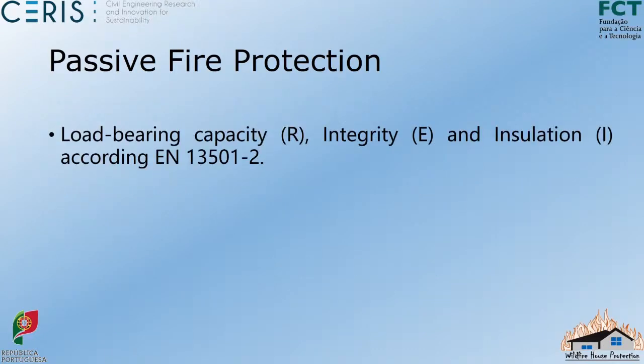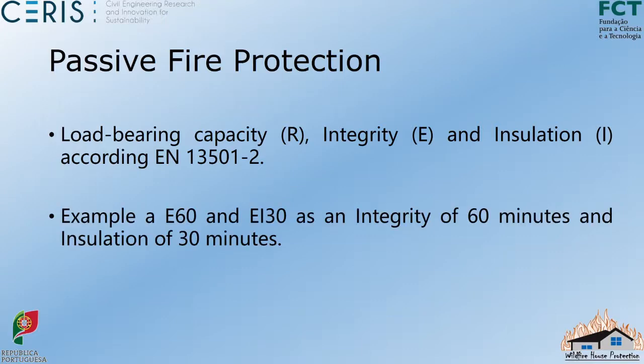So, as I told you, the R is for the resistance, also known as the load-bearing capacity. The E is for the integrity, which is not related to E, but we still call it integrity. And the I is for the insulation, according to EN 13501 part 2. For example, imagine you have a material that you say is an E60 and EI30. What this means is you have an integrity for 60 minutes, but you only have an insulation for 30 minutes.